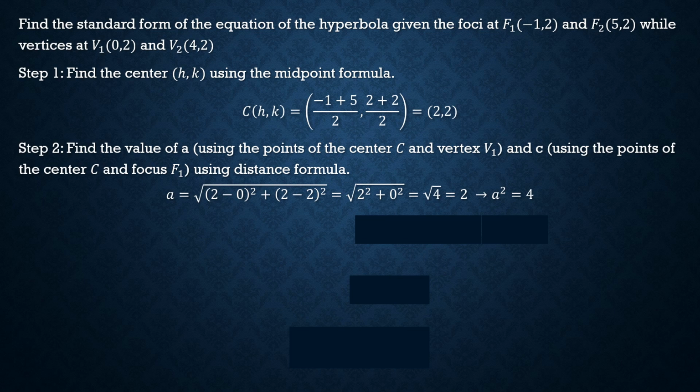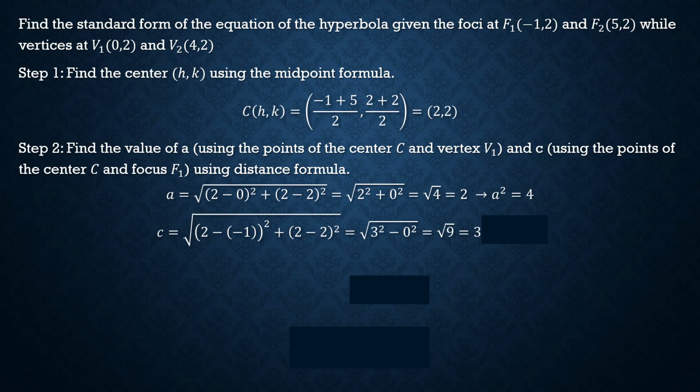For the value of C, ang ginamit ko naman ng mga points is dito sa center at saka yung focus, yung unang focus na nakastate sa condition. Okay? So, substituting everything, ayan na. Okay, simplify natin. So, we have 3 squared minus 0 squared. So, that's square root of 9. Square root of 9 is 3. And C squared now is equal to 9.